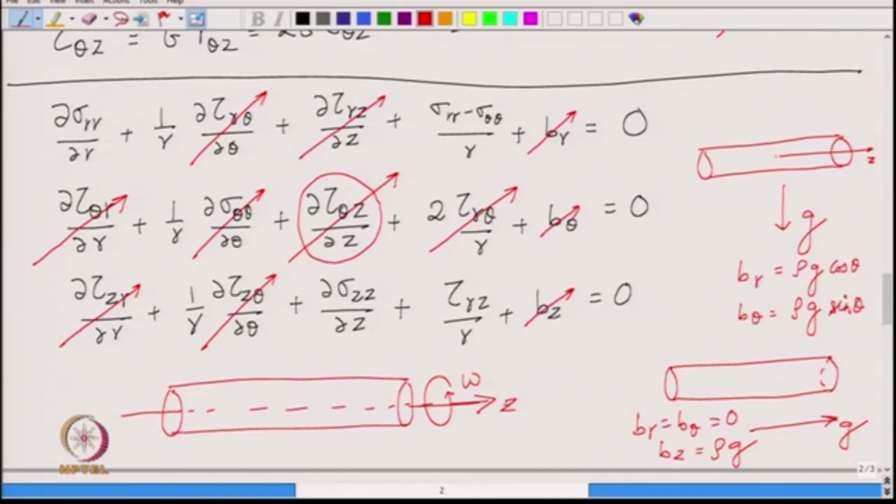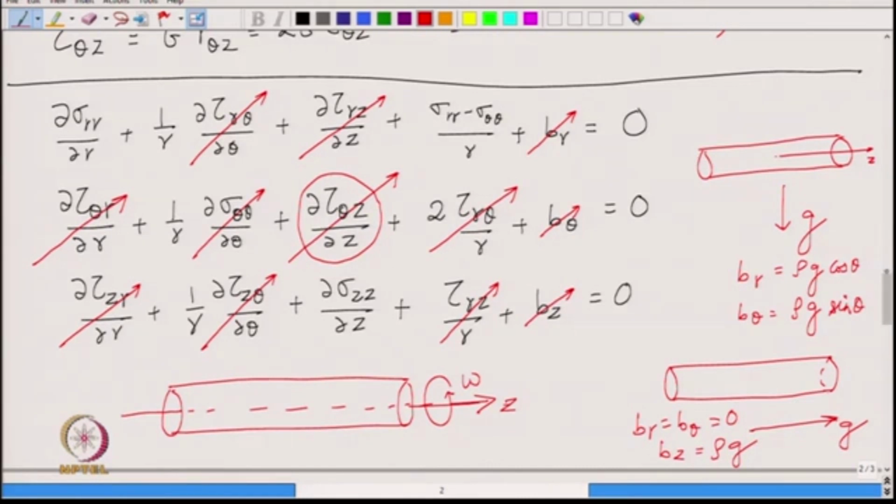Okay. So, you see what has happened now. Of course, this is also 0. The theta equation gets trivially satisfied. All the components in the theta equation are 0. So, the theta equation is automatically satisfied. That is again the outcome of axisymmetry. The theta equation is automatically satisfied because u_theta is known to us for this kind of axisymmetric deformation.